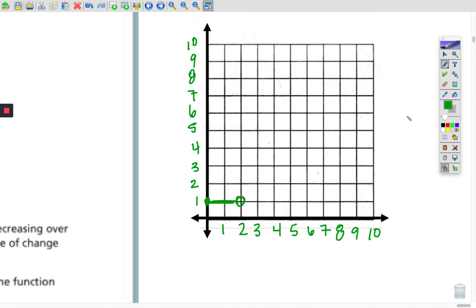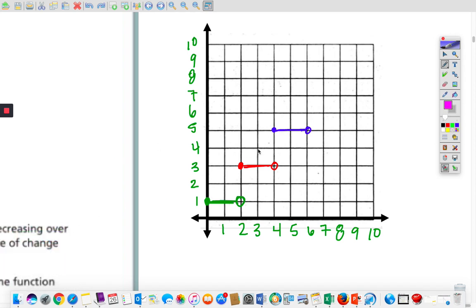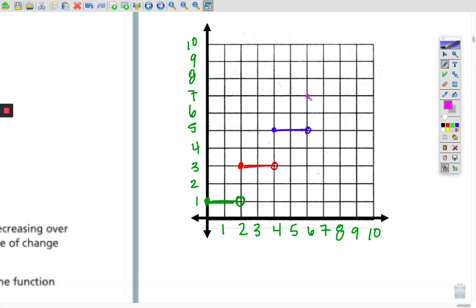And then we say y is equal to 3 between 2 and 4. So we go up to 3, and 2 is a closed circle, but 4 is what type of circle? Open. Y is equal to 5 between 4 and 6. And y is equal to 7 between 6 and 8.